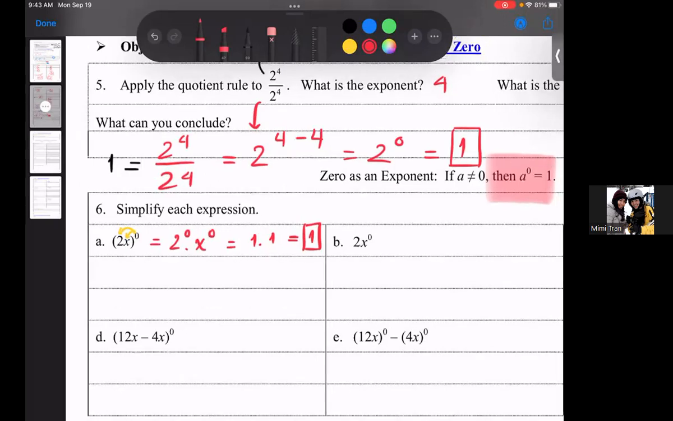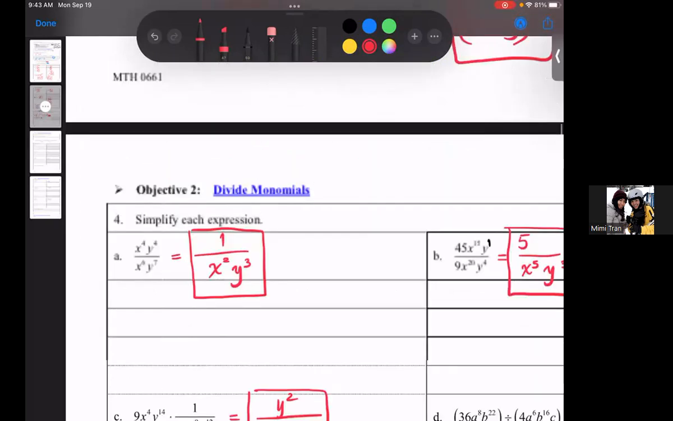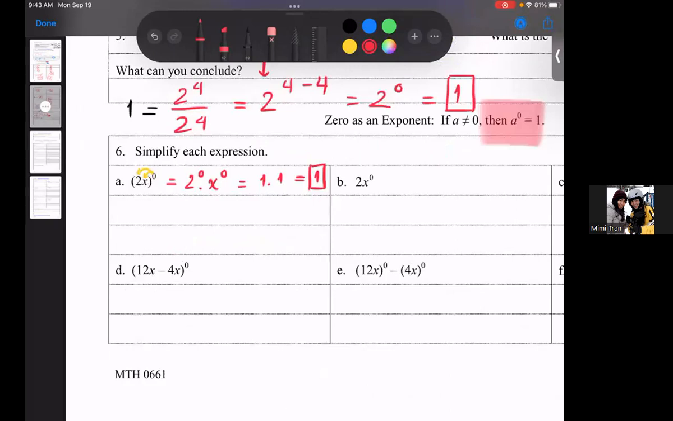B. Oops, sorry. 2. Remember the parentheses, very important. On part A, parentheses means the 0 is for both. Part B, I don't have parentheses, so the 0 is only for x. Right? So I have 2 times 1, which is 2.